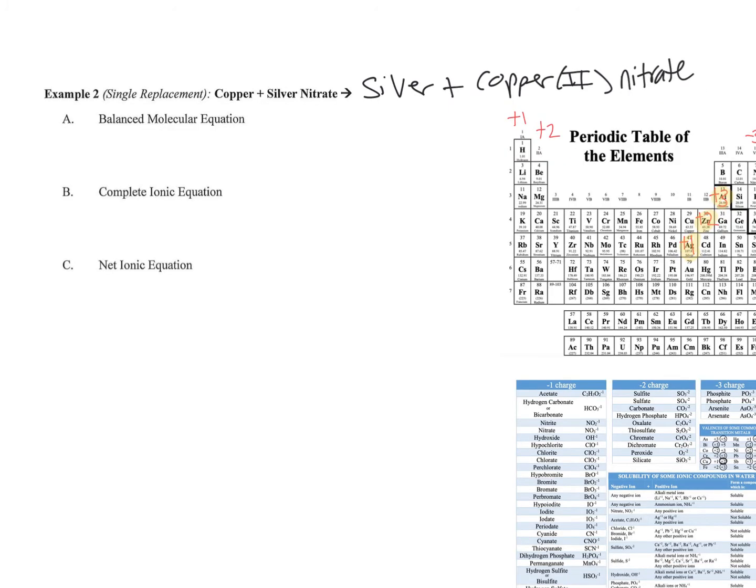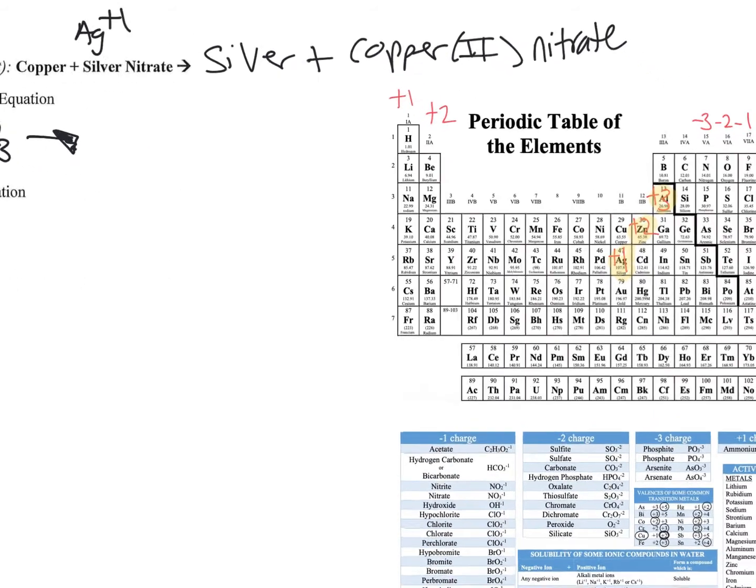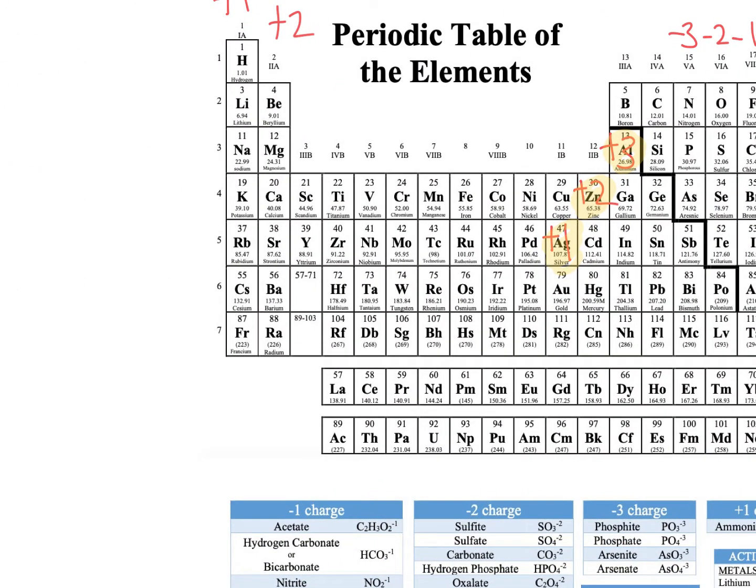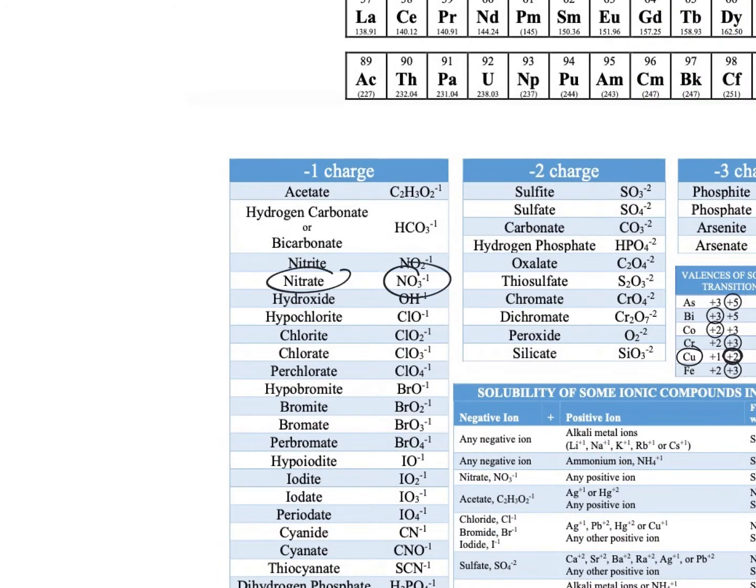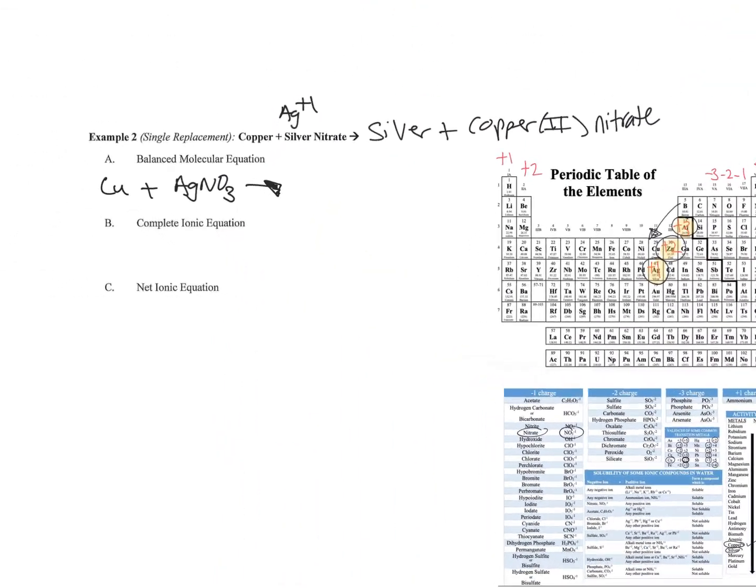So now I'm going to work on translating all these words into symbols. I know copper is Cu. I know silver nitrate is AgNO3. And I know that because silver has that predictable +1 charge. It is memorized. I call this the 3-2-1 diagonal. And nitrate is from the back of your periodic table, NO3 -1.